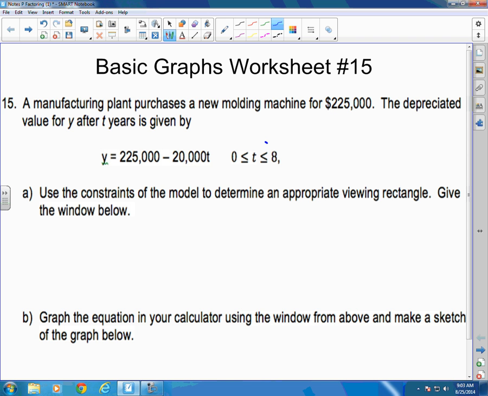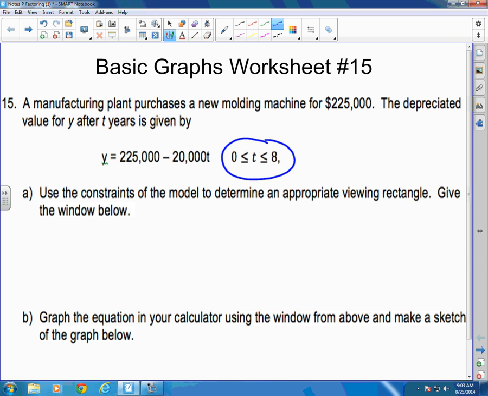And then the next thing right here are the constraints. That gives us the amount of time that this equipment is going to be purchased for. Probably the amount of time that it will last for. So it has 0 to 8 years, and that's important because those constraints are going to help us determine how to graph this in the calculator.